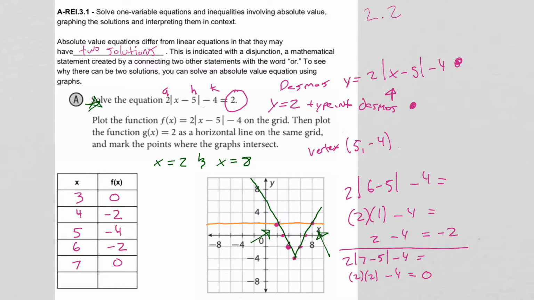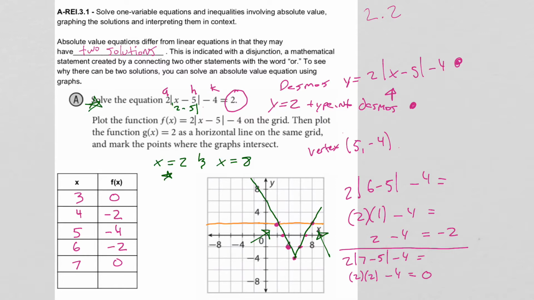And now you can actually test the solutions and see if they work. Let's see, what is 2 minus 5? That's a negative 3, right? And then the absolute value of negative 3 is 3. 3 times 2 is 6. And 6 minus 4 is 2. So we've checked this one works.